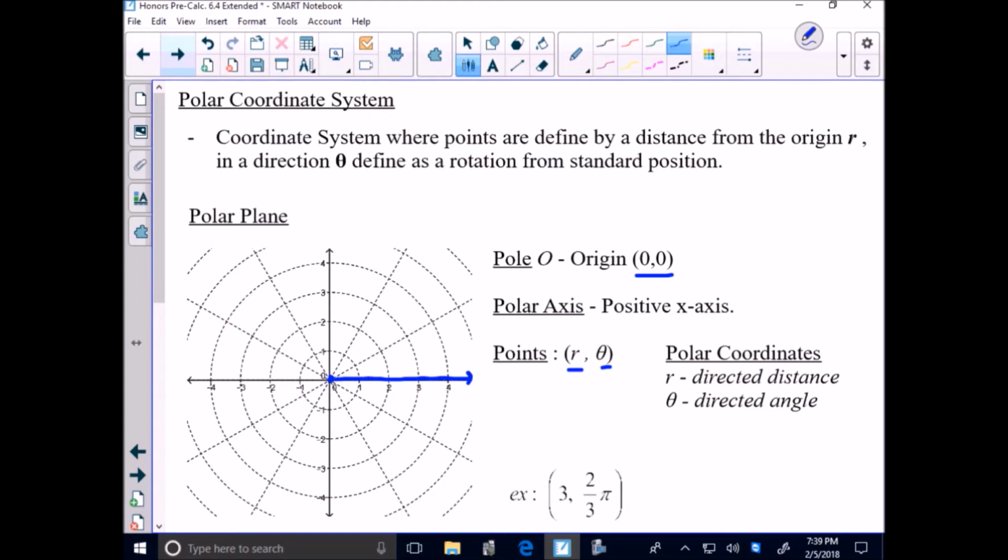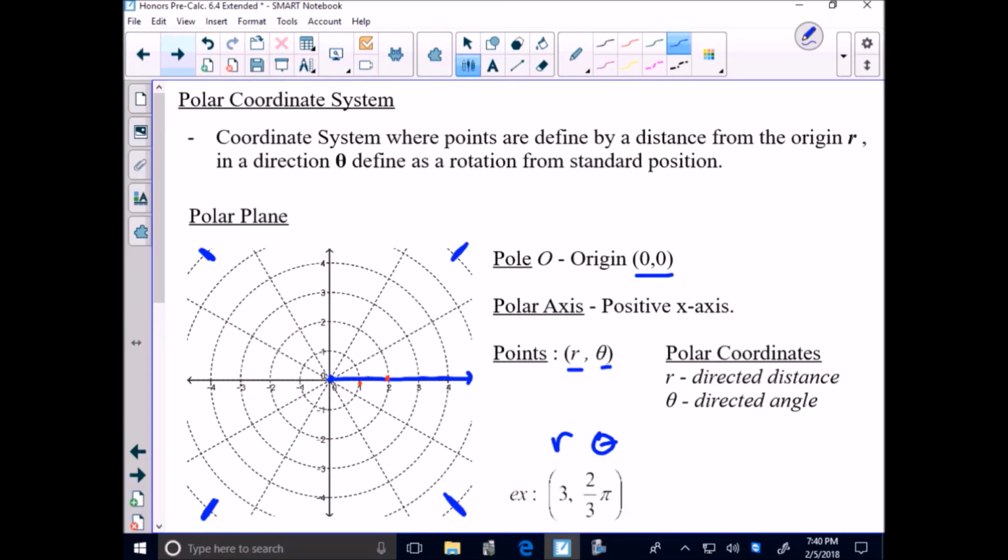In general, right here, we've got a point (3, 2/3 pi), where we've got 2/3 pi as the direction that the point is located in as a rotation from standard position, and 3 is the direct distance to the point from that rotation. So right here we've got a polar plane represented where we've got rings that go out from the origin in increments of 1 unit. So we have all the rotations on the unit circle except for the half quadrant rotations. So that would be the rotations that would be increments of pi over 4, or 45 degrees.